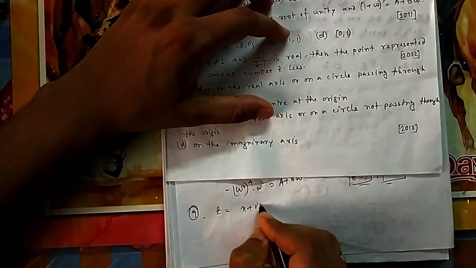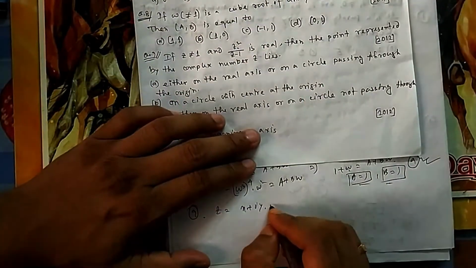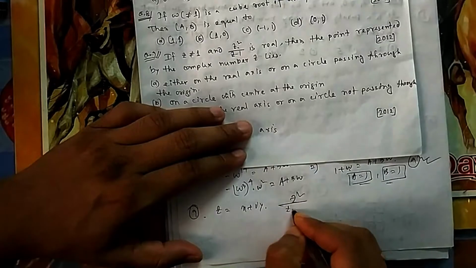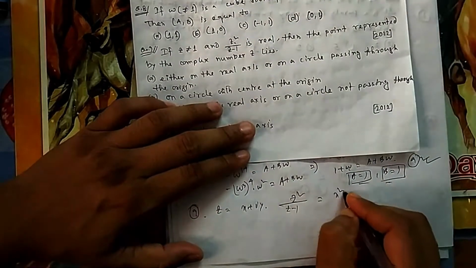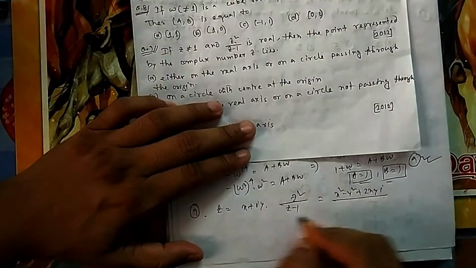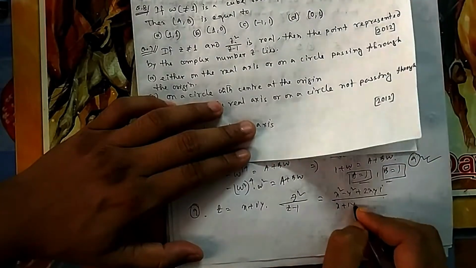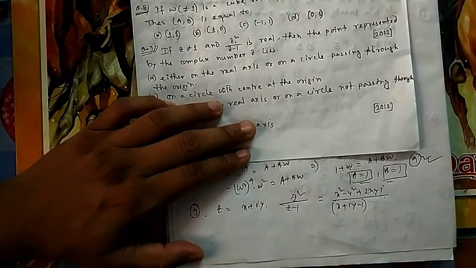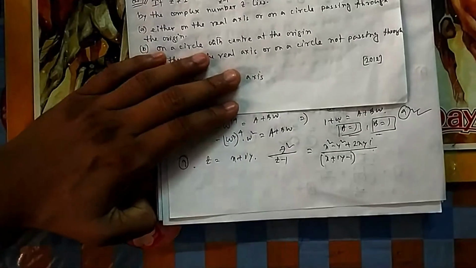So if I put it x plus iy, and what they are asking here, z square by z minus 1. So if you take the square of this one, it is x square minus y square plus 2xyi, and divided by z minus 1, which means x plus iy minus 1. Something of this format? Okay.